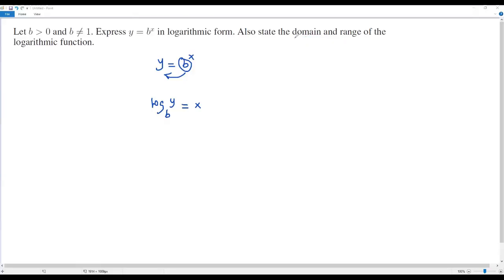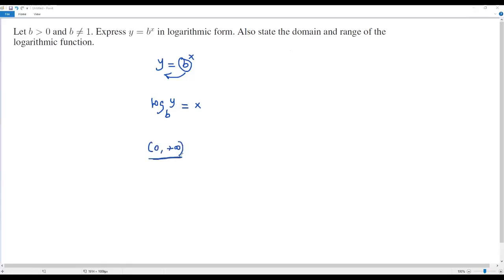Actually, in any function, domain is the value of x for which the function is defined, and range is the values of y. Here, when I consider y, it's being an argument of the logarithm. We know that for any logarithm, the argument can never be a negative value, and it cannot even be 0. Always it has to be a positive value. So the range is going to be 0, positive infinity.